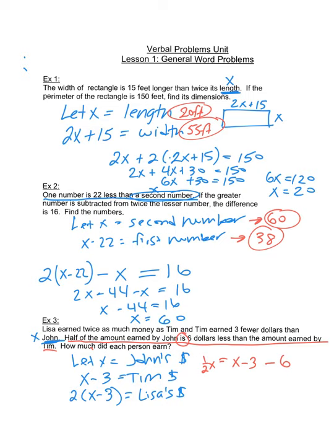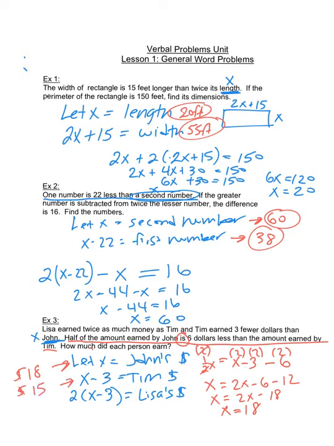And there's my equation. I have a fraction, so I'm going to clear the fraction by multiplying everything by 2. I have x, because these cancel, equals 2x minus 6 minus 12. That's going to give me x equals 2x minus 18. If you subtract 2x on both sides, or subtract x and then add 18, you end up with x equals 18. If I plug that back into my let statements, John earned $18 because he's just x. Tim earned $3 less than that, so he earned 15. And Lisa earned twice that. She earned 30.